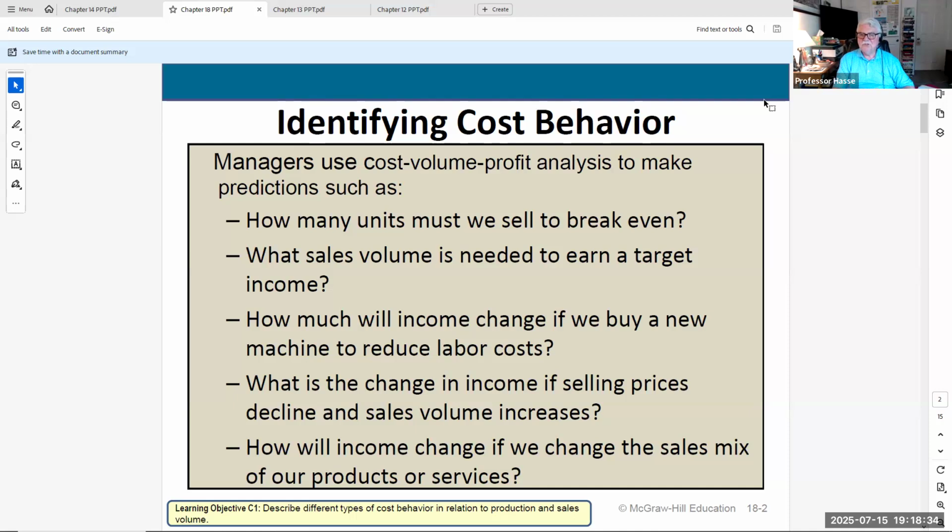How much will income change if we buy a new machine or reduce labor costs? What is the change in income if selling prices decline and sales volume increases? How will income change if we change the sales mix of our products and services? All questions that financial managers use, taking information provided by the financial accounting people and using that information to make internal decisions.